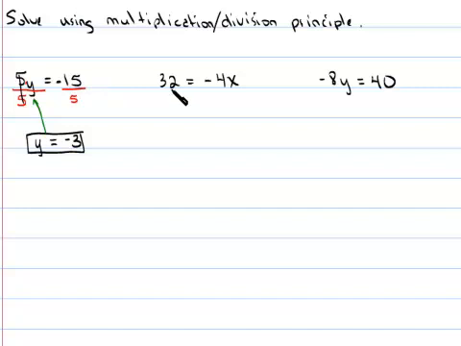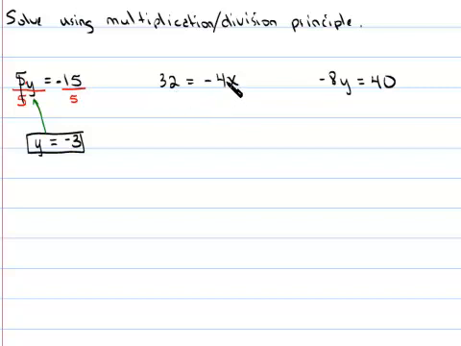Look at the next one. 32 equals negative 4 times x. I'd like to get x all by itself, so I need to get rid of that negative 4. Make sure you understand not to do this. Add 4 and add 4. It's a very common mistake because they see the negative 4, so they want to add it. You got to understand that it's always the opposite operation that you do.